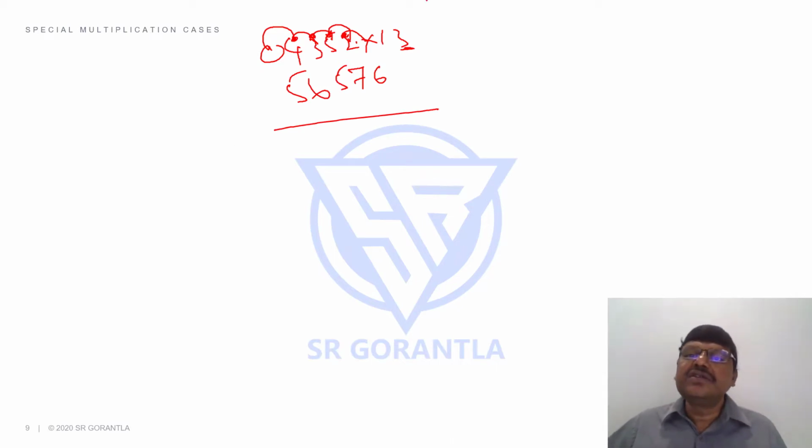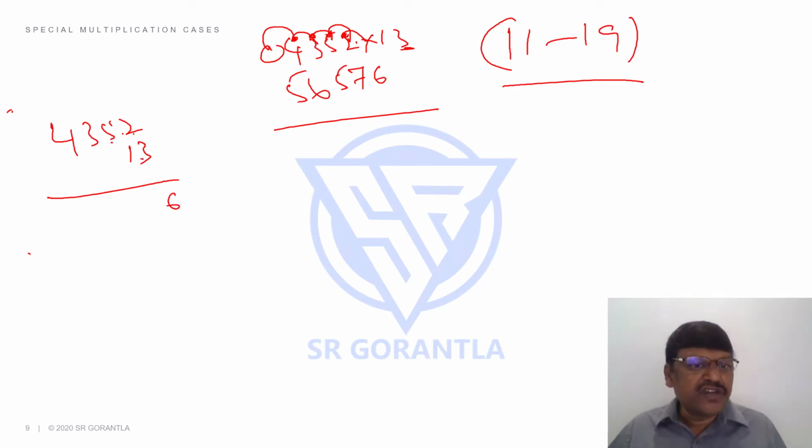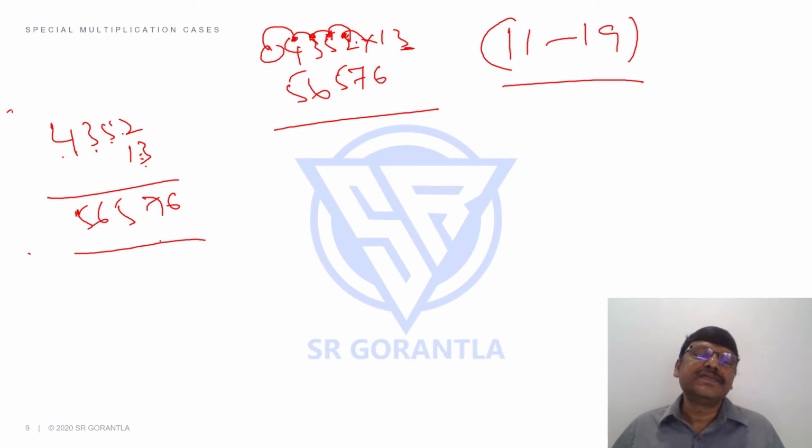So this particular approach that I am telling you, students, will be useful for numbers 11 to 19, right? If you know tables, it will be great. Suppose I am writing 4, 3, 5, 2 into say 13, I can directly say 13 2 is 26, 13 5 is 65, 13 3 is 39, 13 4 is 52, 56. In no time you can get it.